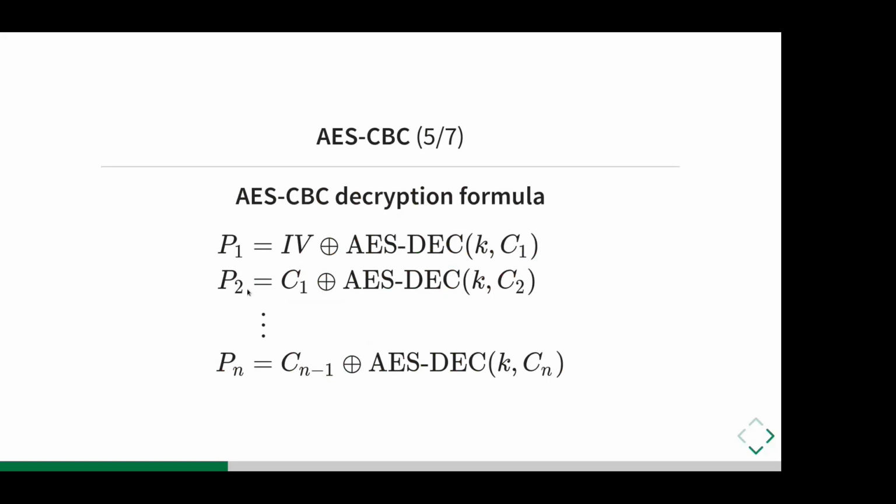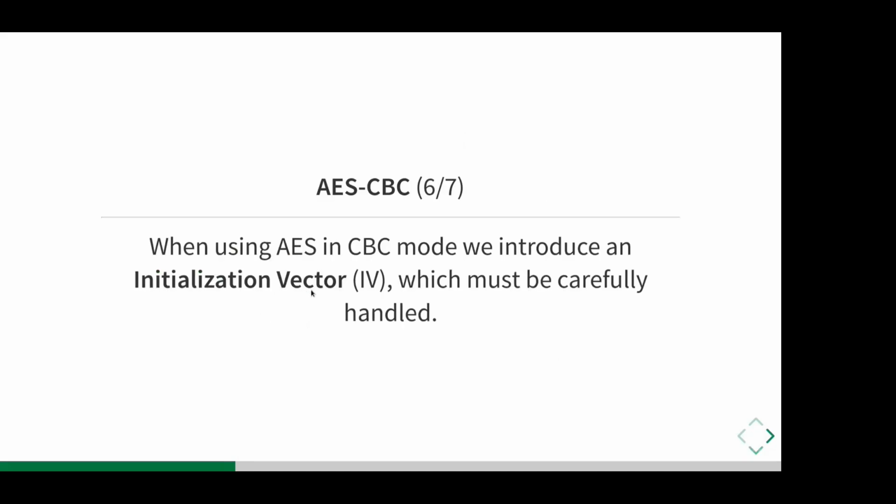And in terms of decryption, we have this formula. The first plaintext block is obtained by IV XOR the output of AES with the key and the first ciphertext. As you can see here, the IV we do not know, but we know the ciphertext, because we see it on the network. So we can manipulate this thing. So this is the idea.